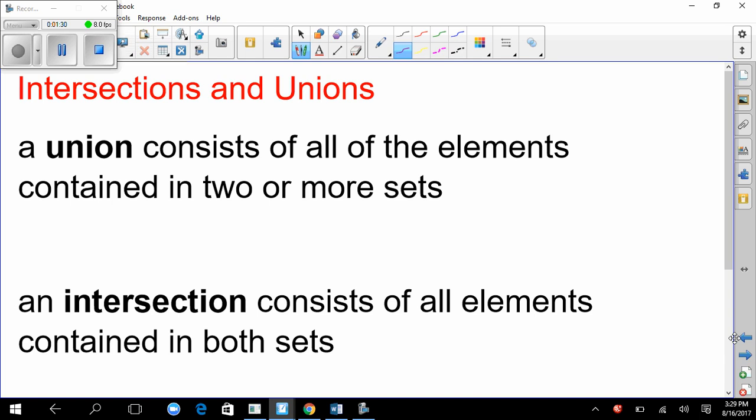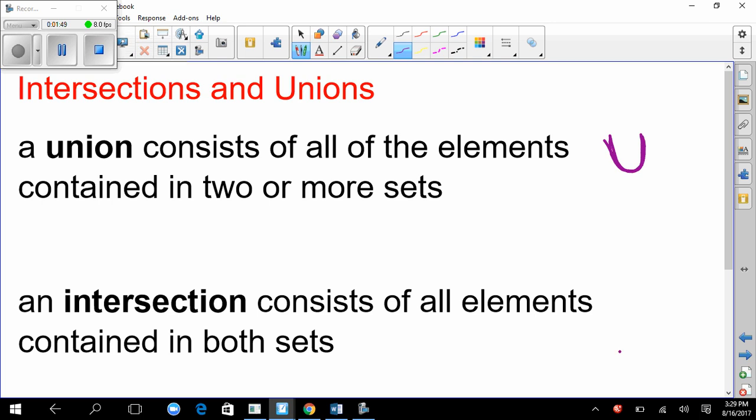There are two different kinds of combinations you can make with sets. You can make a union. A union is represented by a U. It looks like this. Basically, you just combine everything together. If something's repeated, you do not write it twice. You just write it once. Make it one big group.